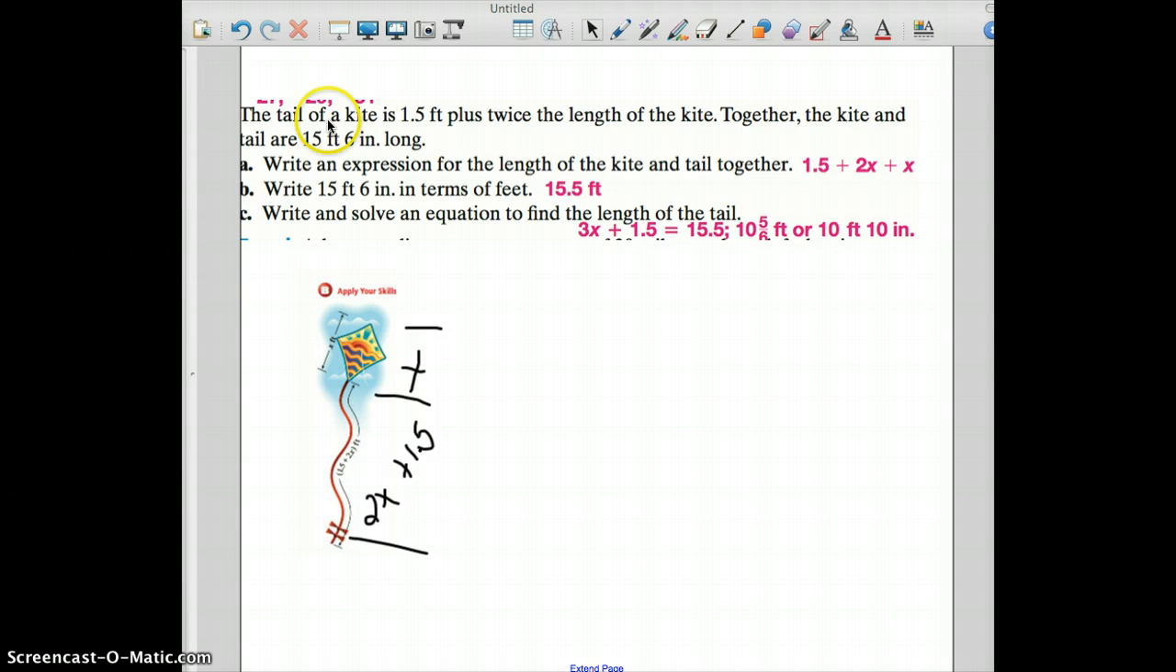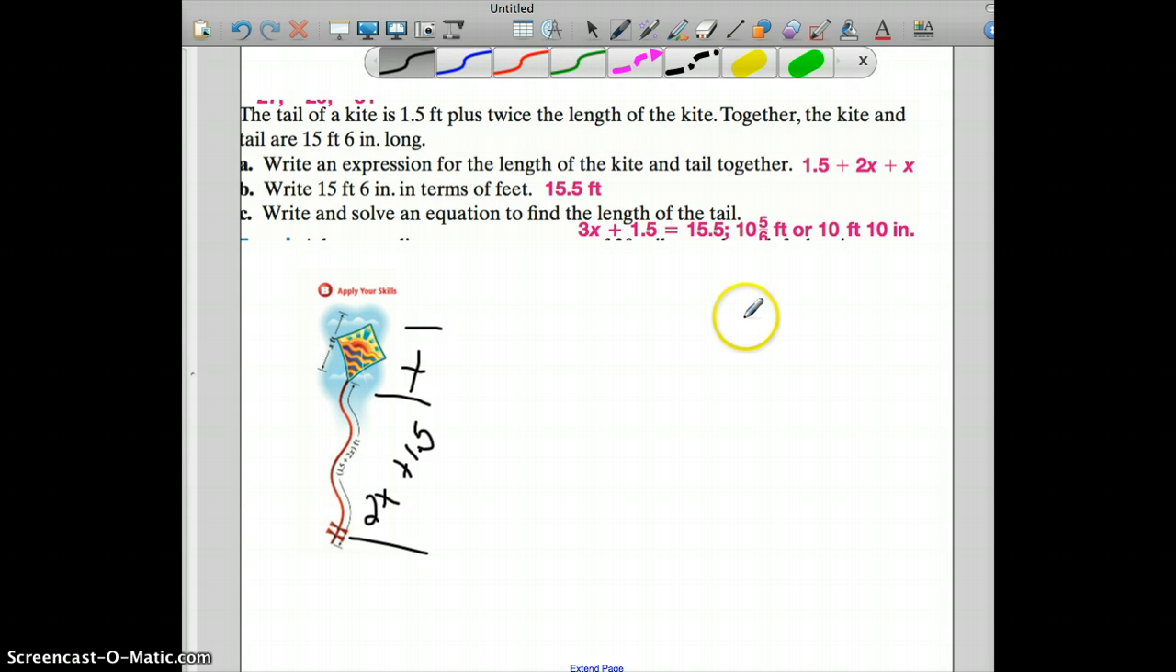Here we have our kite problem, and we're told that the tail of the kite is 1.5 feet plus twice the length of the kite. So the kite string, the tail is much longer, excuse me, than the kite. Together, they're going to be 15 feet 6 inches long. Again, unit consistency here is really important. With this problem, notice how they've stepped it out for you.